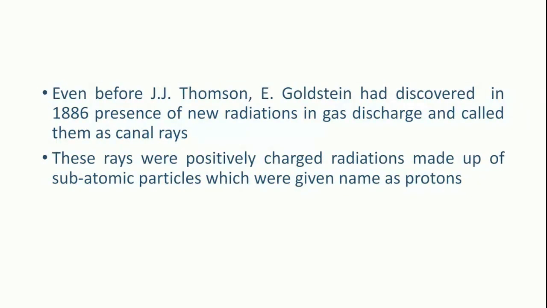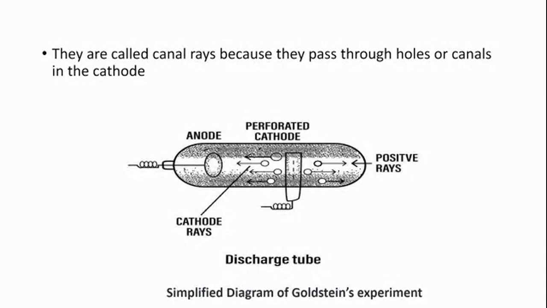And in this experiment, the experiment indicated that they are positively charged. They were called canal rays because they pass through holes or canals in the cathode. So here, he had a perforated cathode, and usually what happens is, when they pass electricity, electrons are released from the cathode. So the cathode rays are made up of electrons.